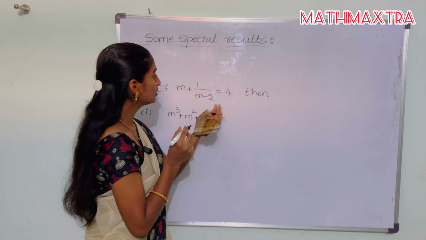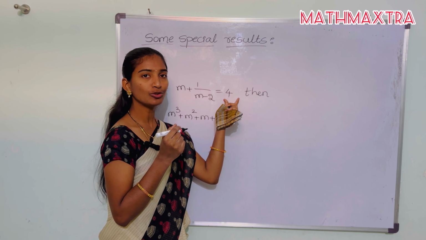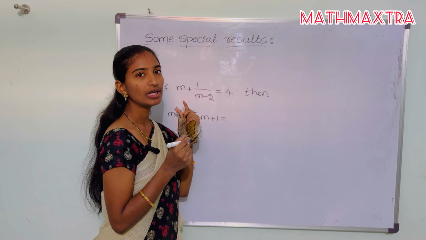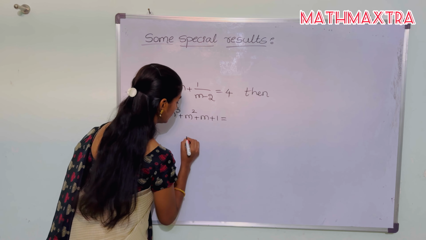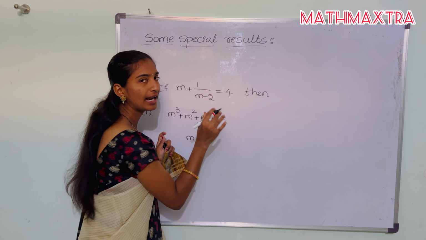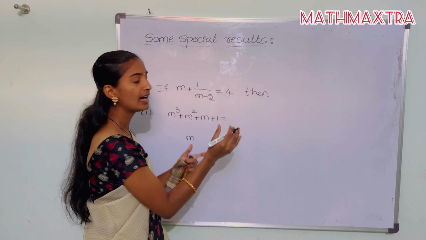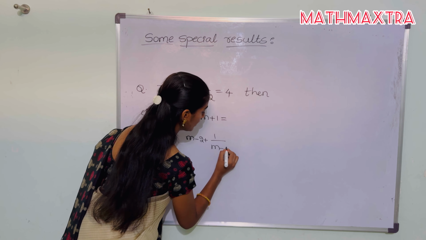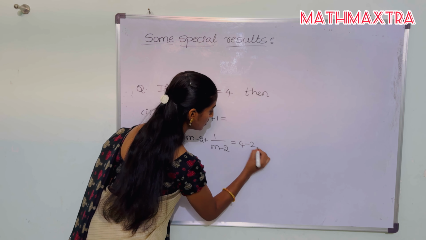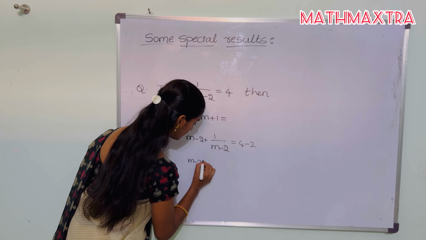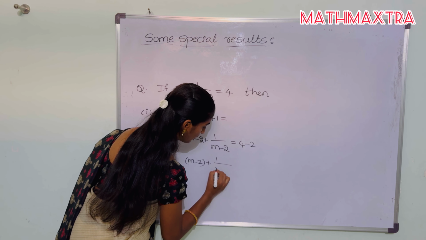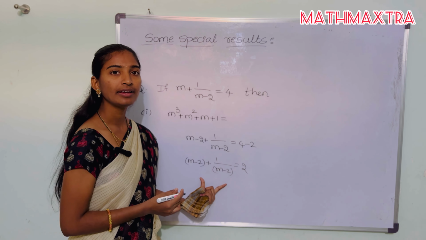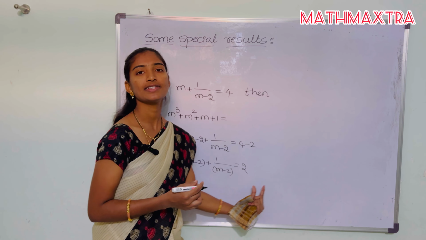How to do that? On the right side we should get the value 2. For that we have to subtract 2 from both LHS and RHS. So we'll do that. We are subtracting 2 from both LHS and RHS, which is nothing but m minus 2 plus 1 by m minus 2, which is equal to 4 minus 2. So m minus 2 plus 1 by m minus 2 is equal to 2. Now how is it looking? It is looking like x plus 1 by x is equal to 2.